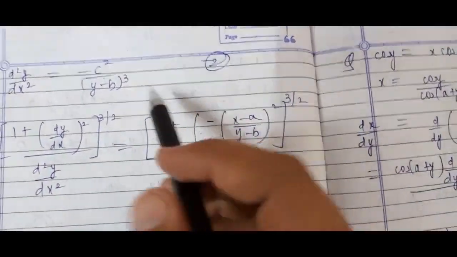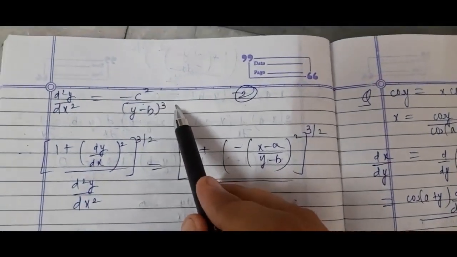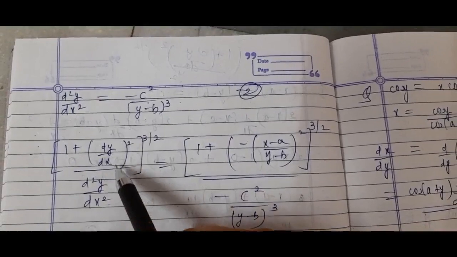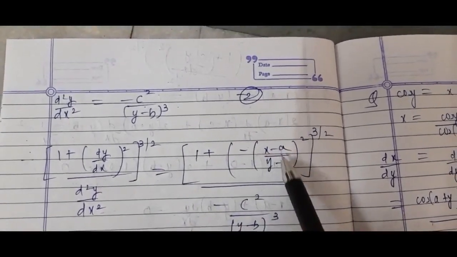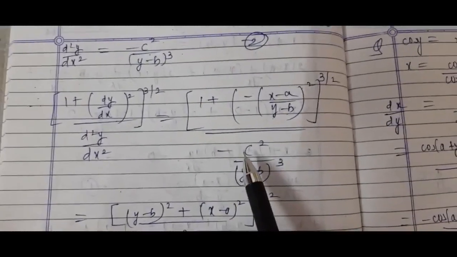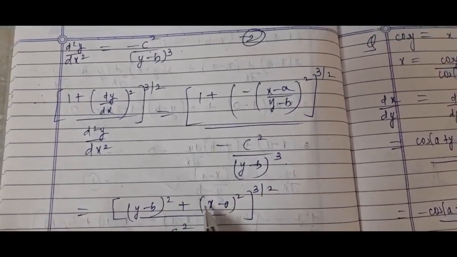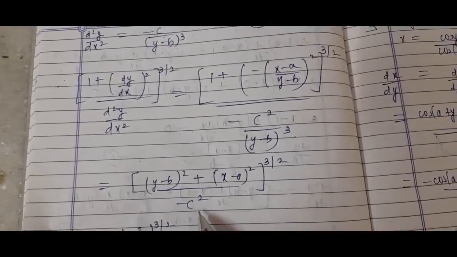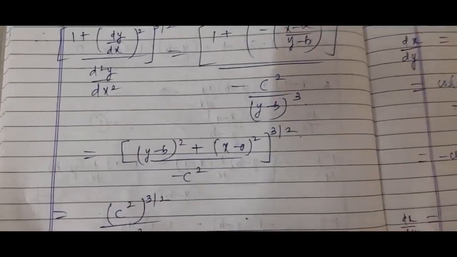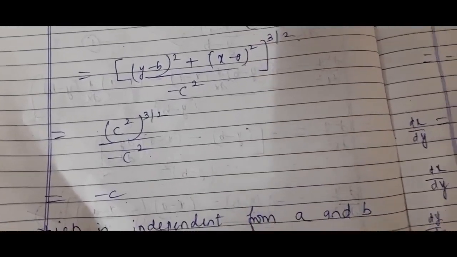But x minus a the whole square plus y minus b the whole square is c square. So we get minus c square upon y minus b the whole cube. Now here we are going to substitute the value 1 plus dy by dx the whole square, where dy by dx has a value minus of x minus a upon y minus b, and d square y by dx square is this term, that is minus c square upon y minus b the whole cube. Simplifying, we get y minus b the whole square plus x minus a the whole square, upon minus c square, raised to 3 by 2. But this is our c square. So we get c square raised to 3 by 2 upon minus c square, that is minus c, which is independent of a and b.